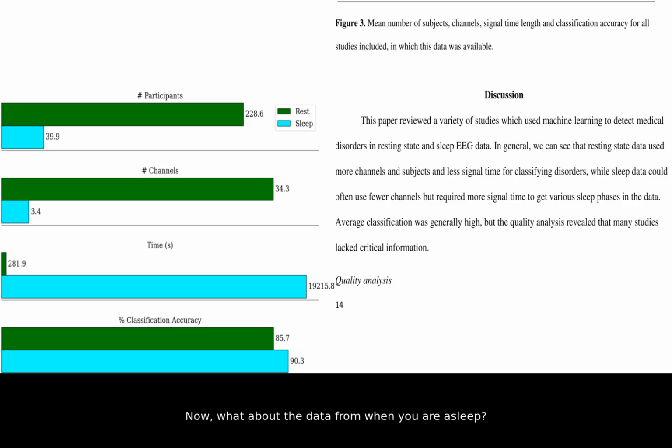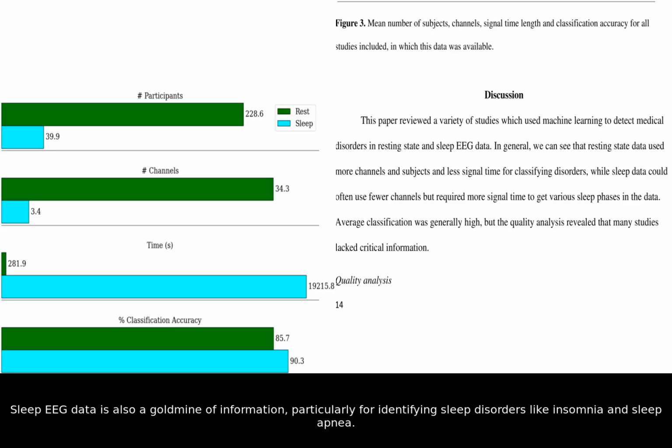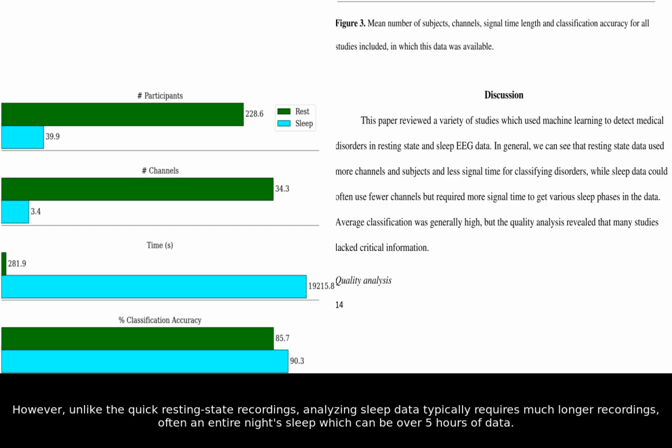Now, what about the data from when you were asleep? Sleep EEG data is also a goldmine of information, particularly for identifying sleep disorders like insomnia and sleep apnea. However, unlike the quick resting state recordings, analyzing sleep data typically requires much longer recordings, often an entire night's sleep, which can be over 5 hours of data.